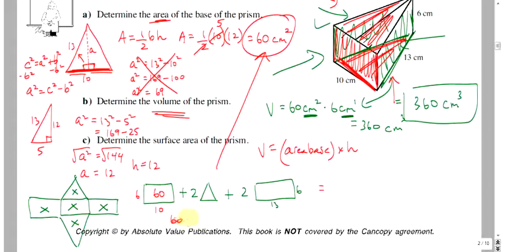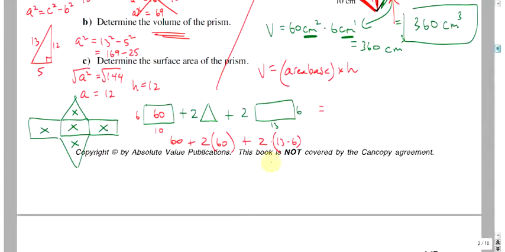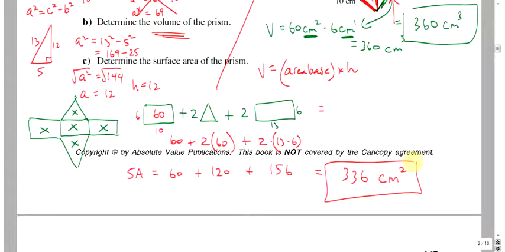I have two of those, which were 60. And I have two of these, which are 13 by 6, which is 78 times 2. These are 156. That's 120. That's 60. So my total surface area, add them all up, 336. What are the units for surface area? Square centimeters. Okay? Piece of cake, right?